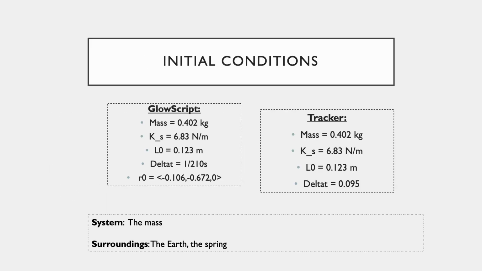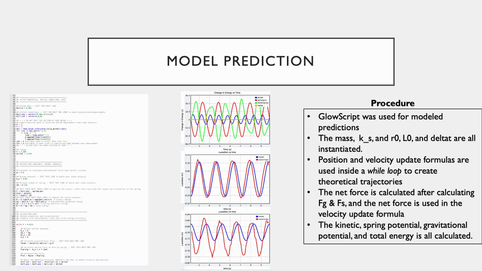In both the experimental settings, the mass was 0.402 kilograms, the k constant value was 6.83 newtons per meter, and the relaxed length of the spring was 0.123 meters. In the GlowScript model simulation, delta T was 1 divided by 210 seconds, and the tracker software used a delta T of 0.095 seconds. The system solely included the mass, while the surroundings are the Earth and the spring attached to the mass. When creating the modeled prediction, GlowScript was used to code the simulation for this experiment.